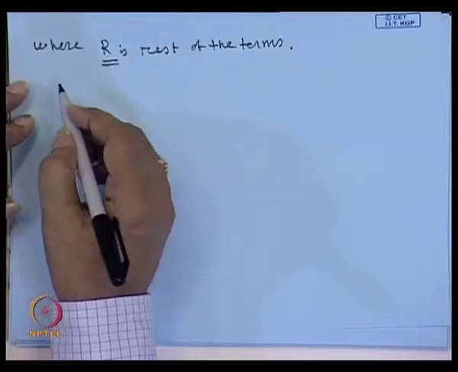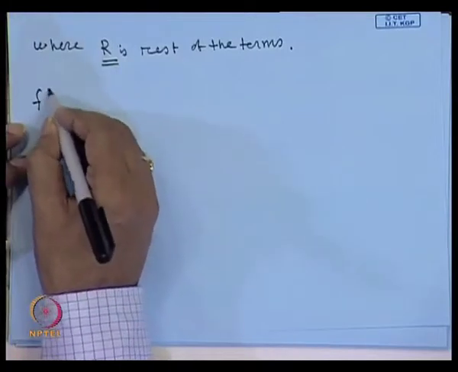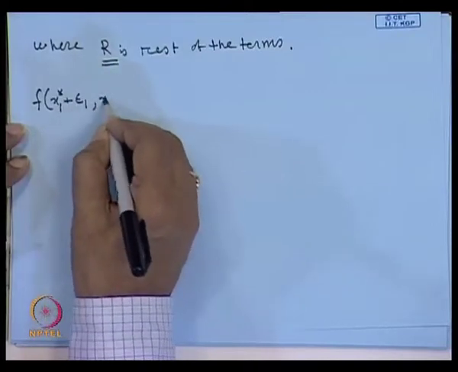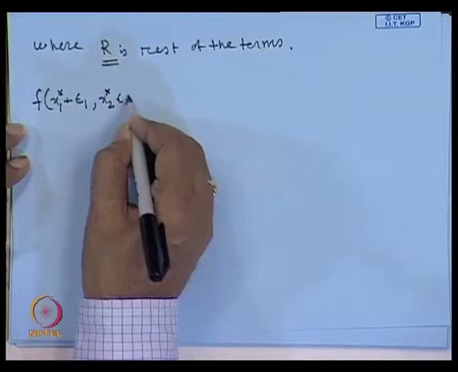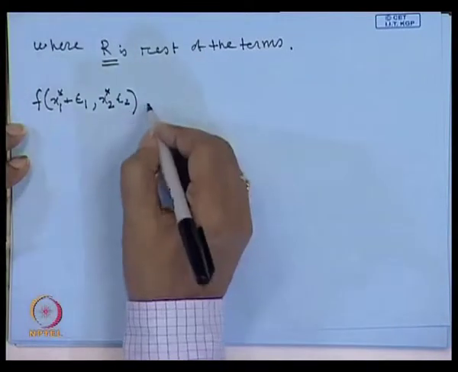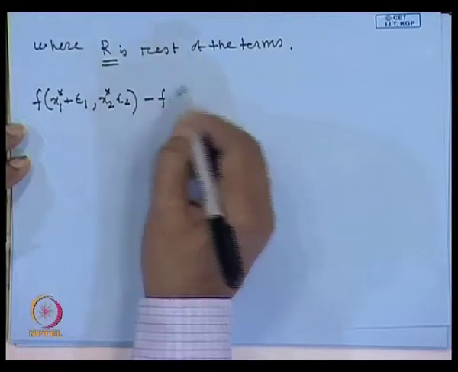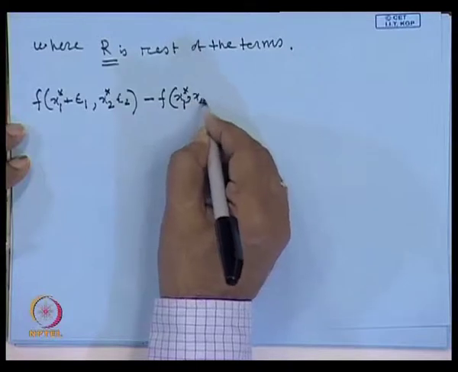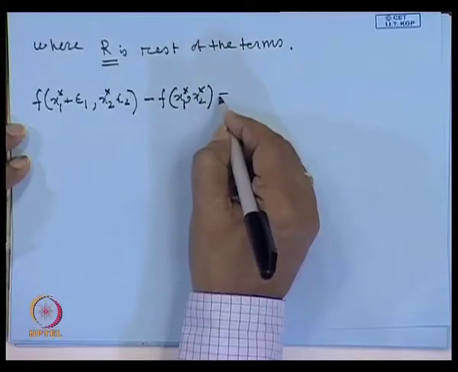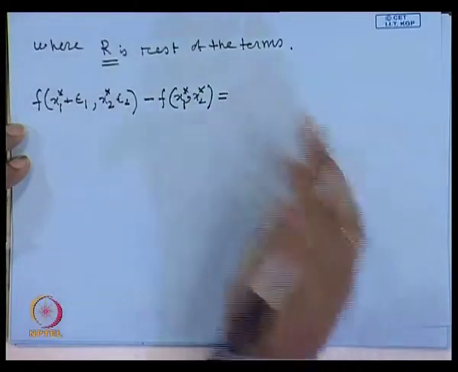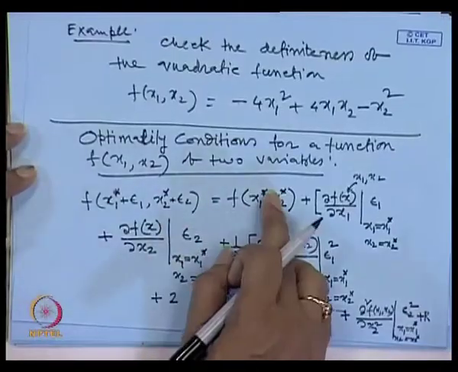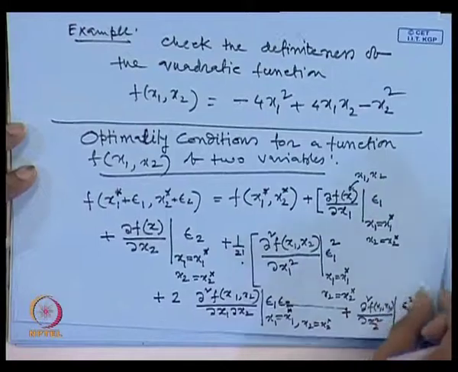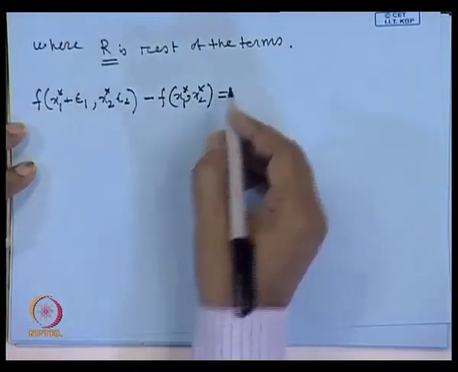So, now let us see these things. We are writing our original function as f of x1 star plus epsilon 1, x2 star plus epsilon 2. And f of x at x1 star, x2 star I am keeping on the left hand side, equal to what is left on the right hand side. This part I have taken to this side, and what is left is the first order derivative and second order derivative functions.